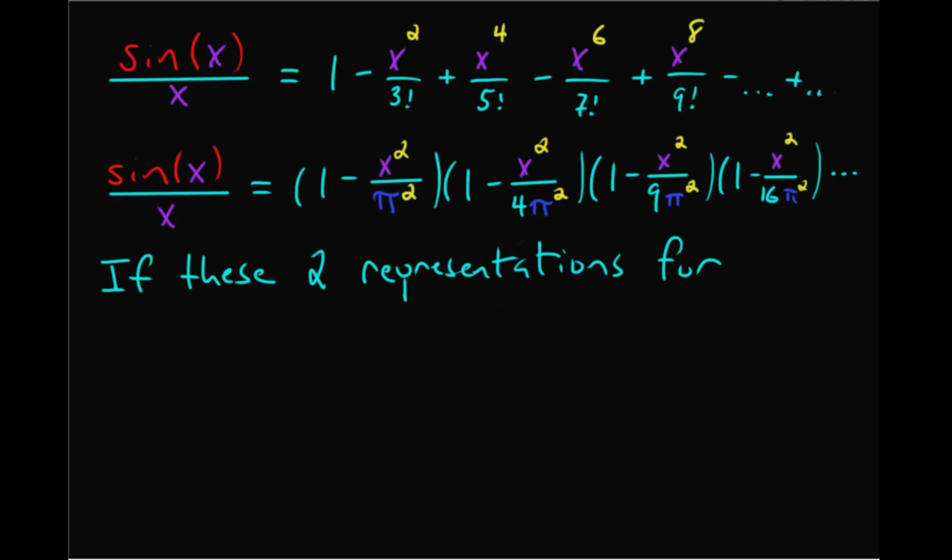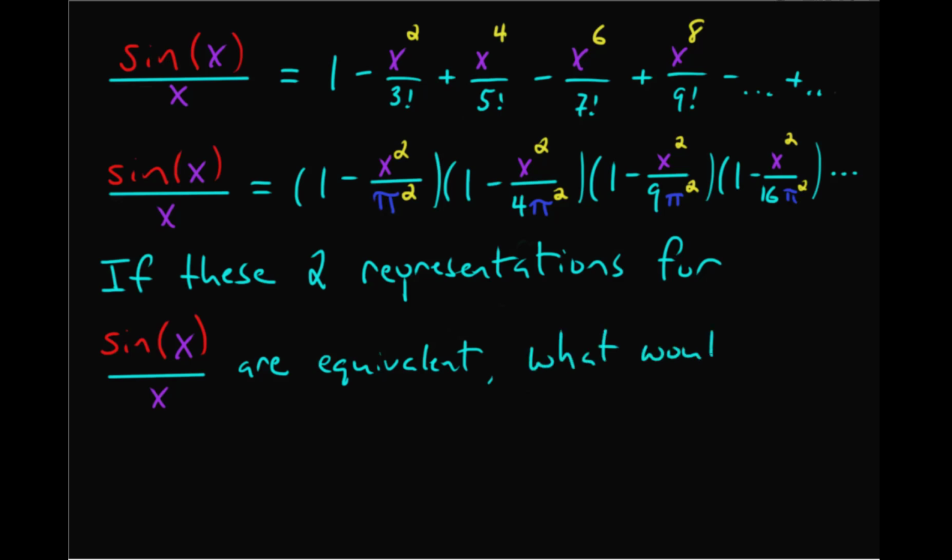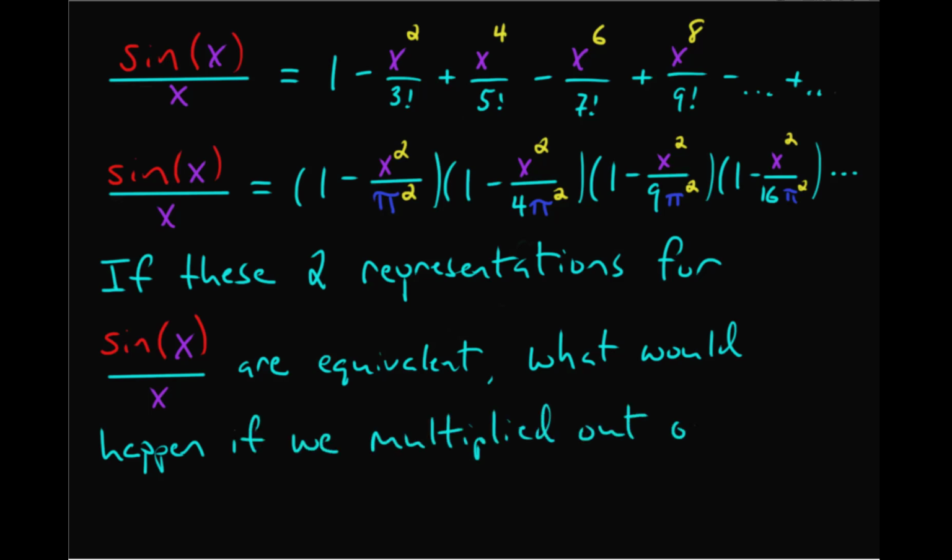And so the natural question emerges. If these two representations for sine of x over x are equivalent, as we know they must be, then that essentially asserts that if we were to somehow multiply out the infinite product expansion for sine of x over x, we would recover some kind of sum. We would actually recover our Taylor series expansion for sine x over x.